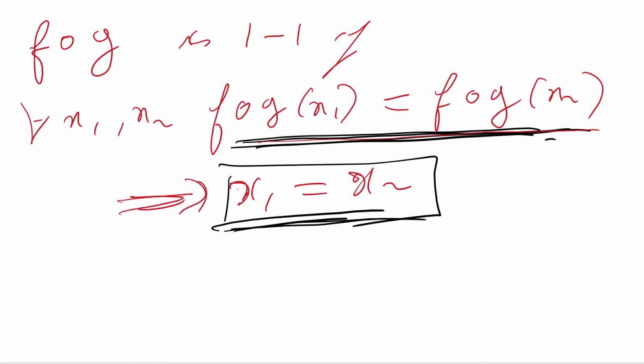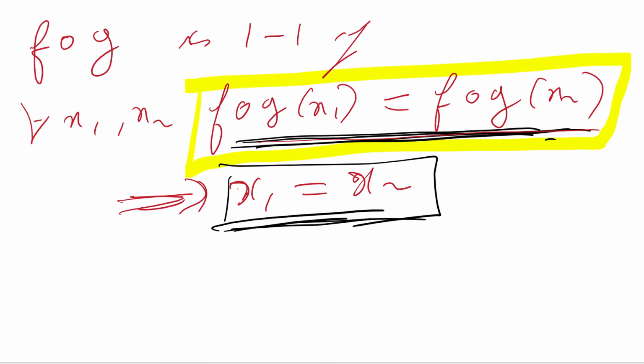So again, we assume this to be a true fact. Then we are trying to prove that this is true. This is what we need to show. So we assume this to be true, we try to show that this is true, and we go from here.